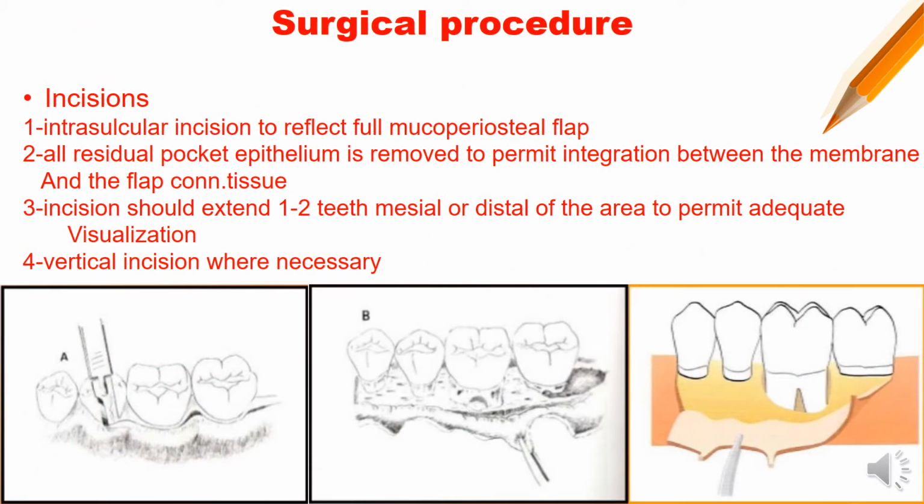Surgical procedure. After giving local anesthesia, we start with the incision. The incision is made intrasulcularly to reflect a full mucoperiosteal flap. Then all residual pocket epithelium is removed to permit integration between the membrane and the flap connective tissue. The incision should extend about 1 to 2 teeth mesially or distally to permit adequate visualization and then closure of the wound. A vertical incision is only indicated when necessary.